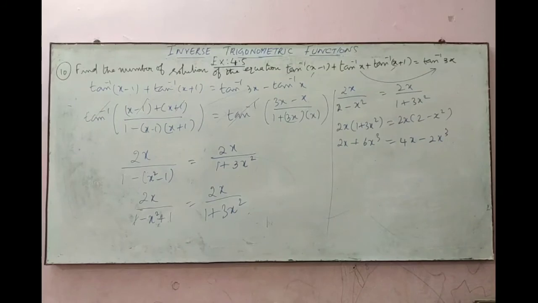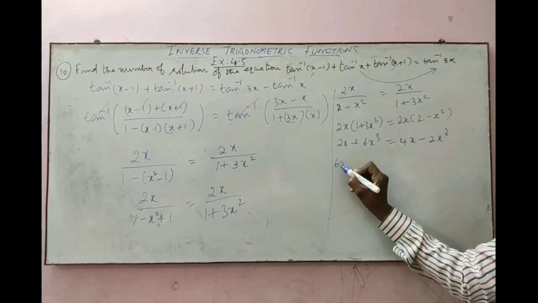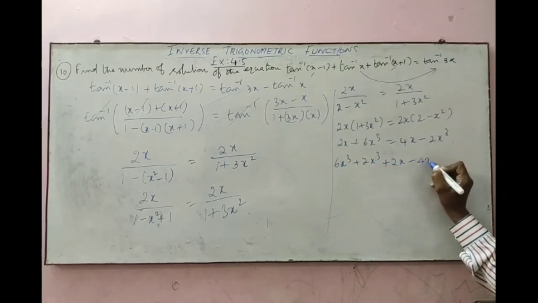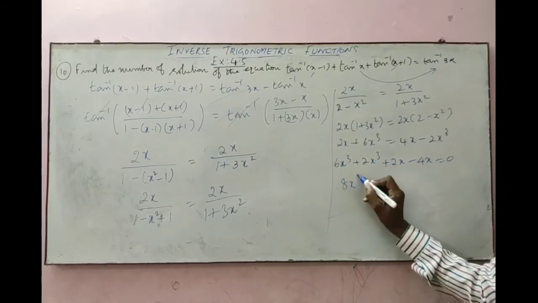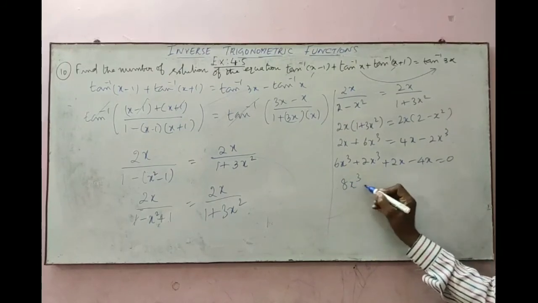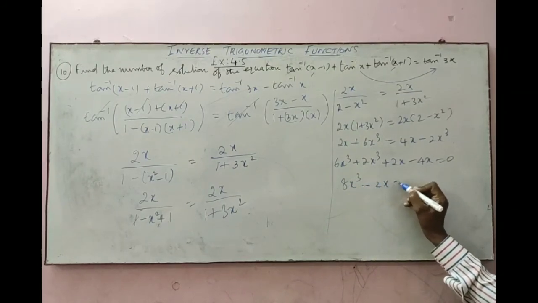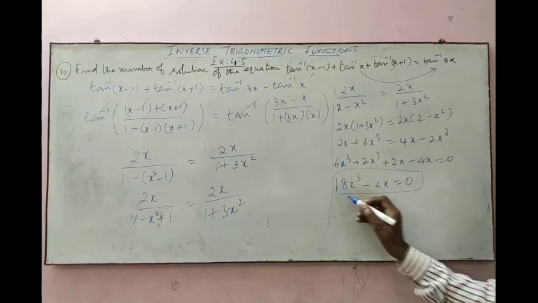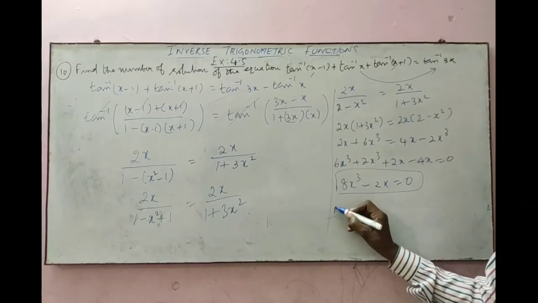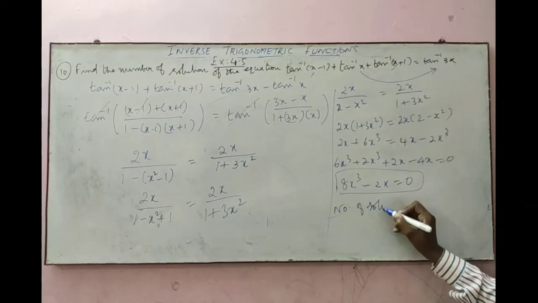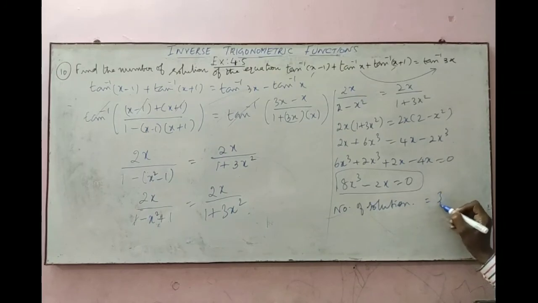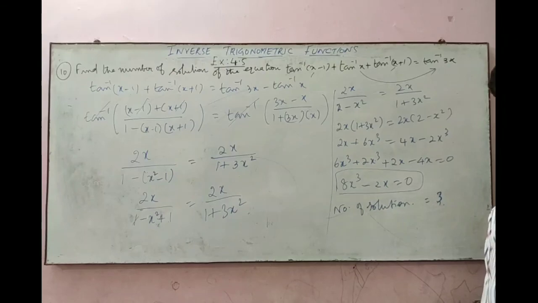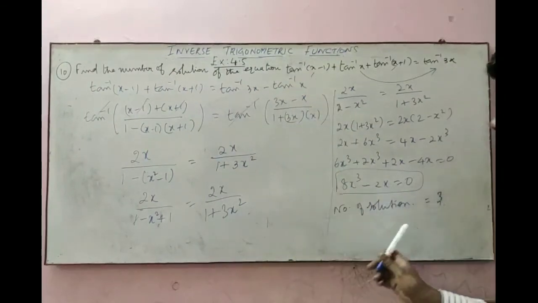Bringing all the terms to one side, you will get 6x cube plus 2x cube plus 2x minus 4x equal to 0, which gives 8x cube minus 2x equal to 0. Now we get a cubic equation. For a cubic equation the number of solutions is 3. Since it is a cubic equation, we will have 3 solutions. So the number of solutions to this equation is 3.